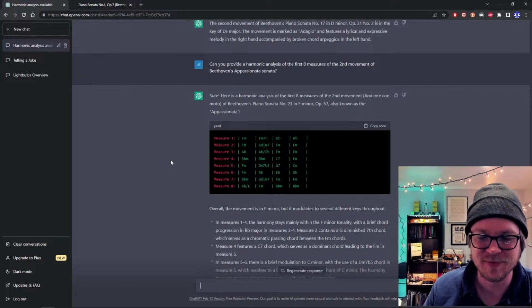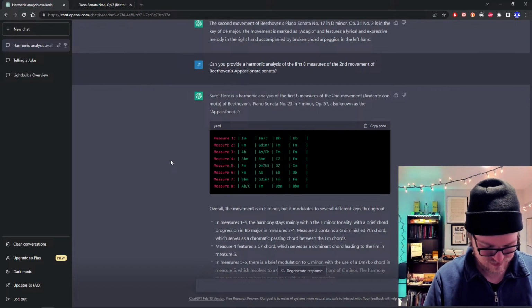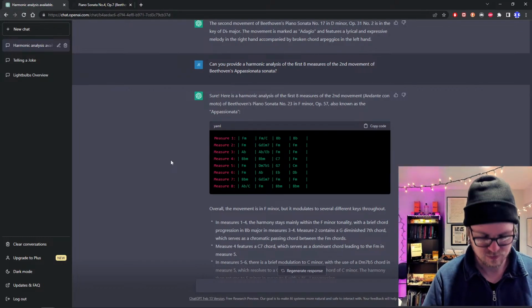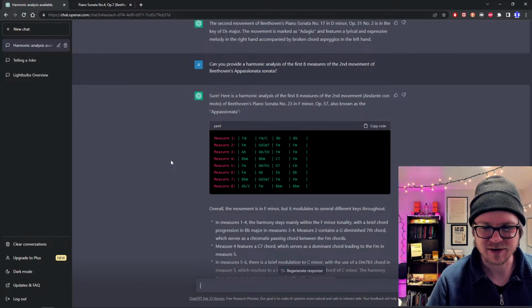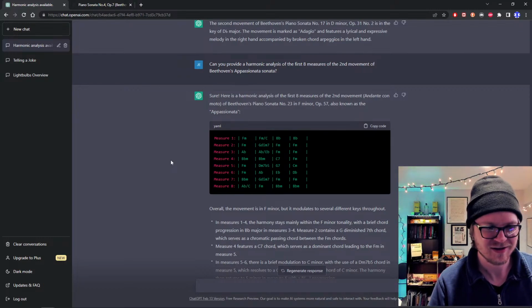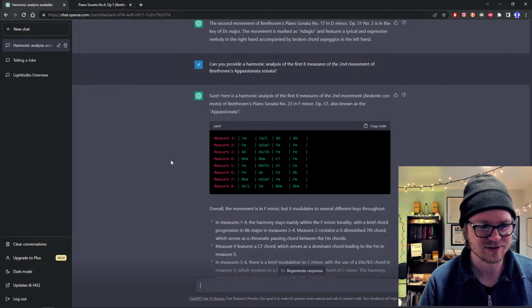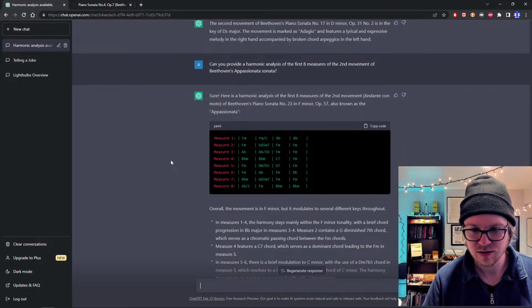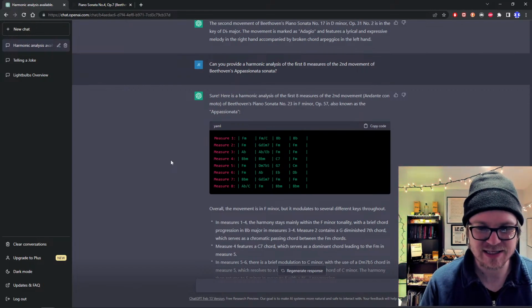Okay. Where is this even coming from? Okay, it got that. No, it didn't get this at all. No, F minor. No, this isn't even close. G diminished. I don't know what this is referring to. This isn't the third movement. This isn't any part of the Appassionata.